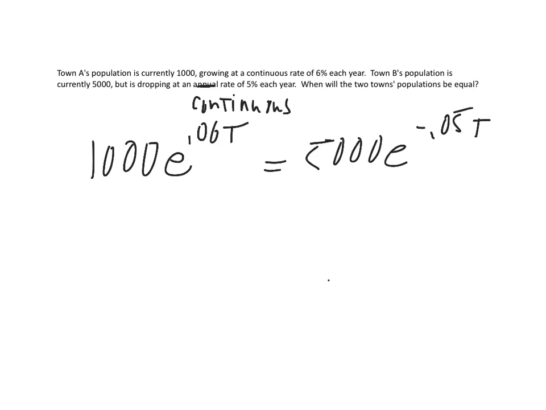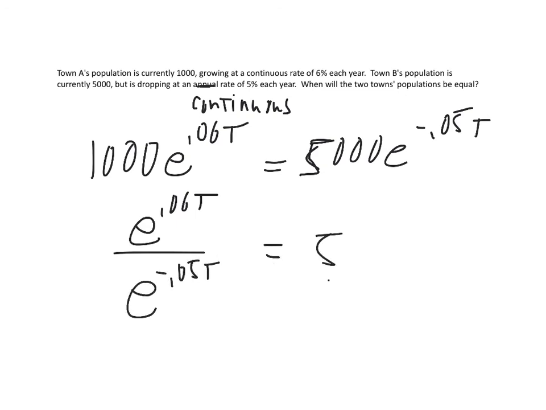So then if we tackle it the same way, I'm going to divide by 1,000. I'm going to divide by the e to the negative 0.05t. So that gives me e to the 0.06t divided by e to the negative 0.05t equals 5. This is where people have a hard time with this. But we can do that same thing where we do e to the 0.06 divided by e to the negative 0.05, and that's all raised to the t power, equal to 5.